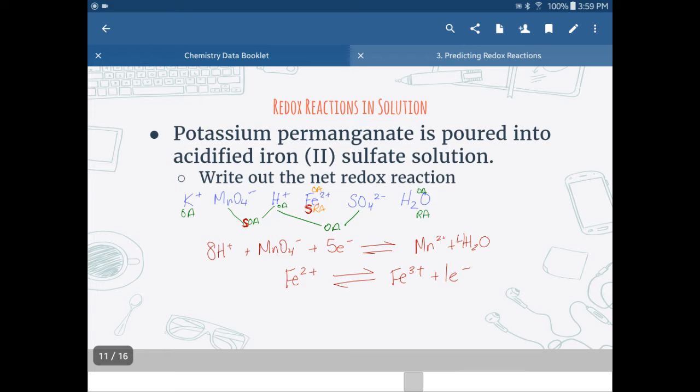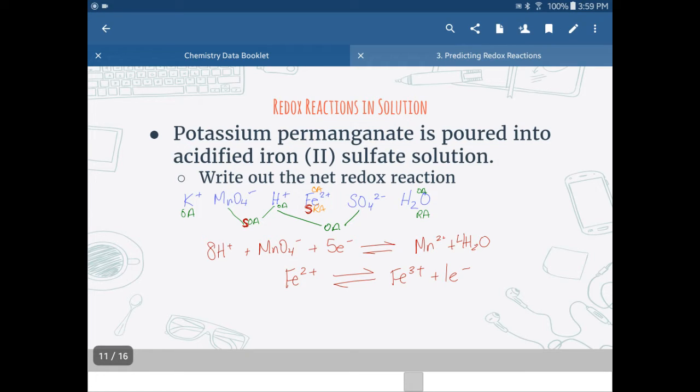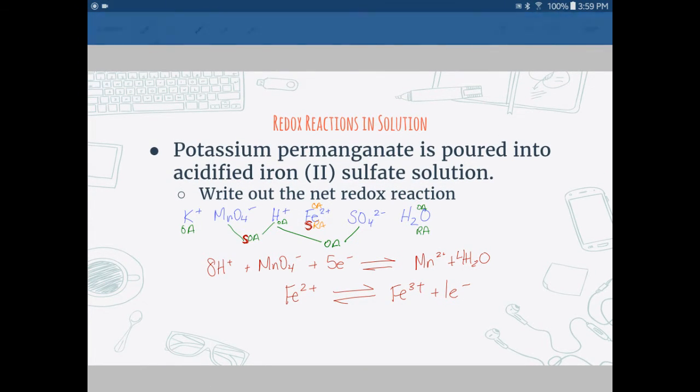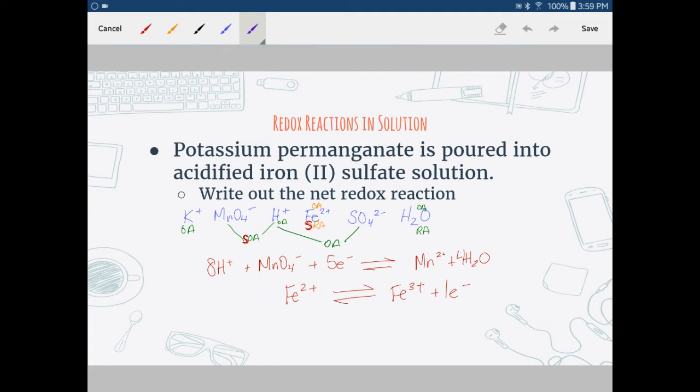Okay, again, in order to find our net redox reaction, the most important thing, please do not forget, the most important thing of any redox reaction is having a balanced electron count. So we need to ensure we have the same number of electrons in both our oxidation reaction and our reduction reaction. So it looks like I need to multiply this guy by 5 in order to get 5 electrons. Okay, which means that I have 8 hydrogens. I have 1 permanganate ion. I have 5 iron 2s.